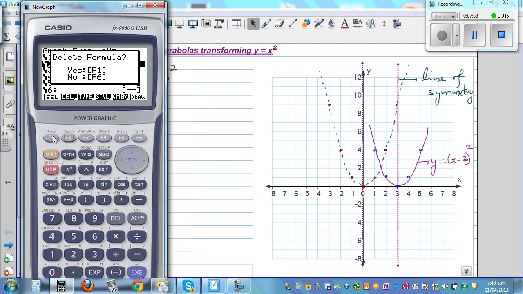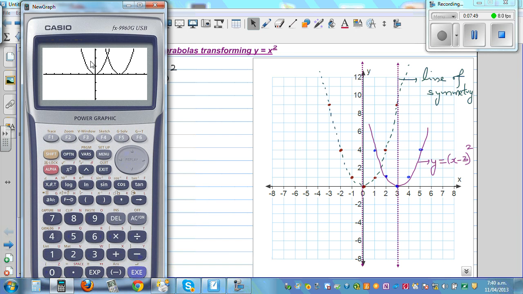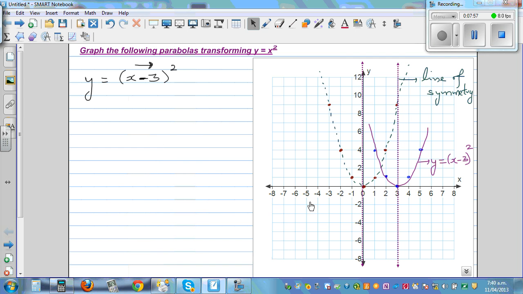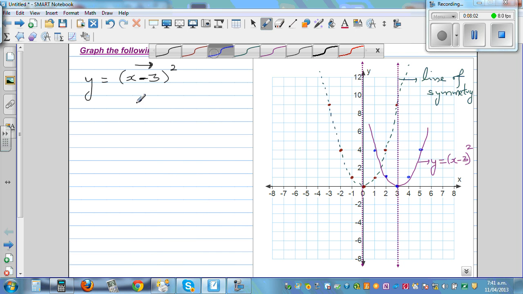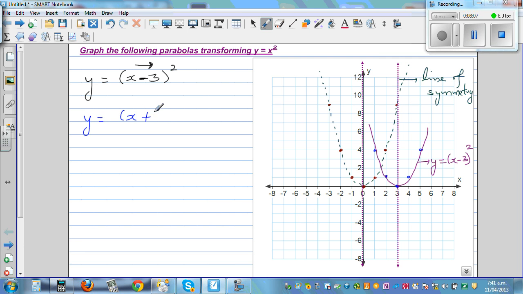What happens if I put a bracket? Inside the bracket, if it is x minus 3 the whole squared, minus means it will go to the right. Can you see this is the same basic parabola? It has gone 1, 2, 3 to the right. Okay, so let me finish off with one more. What happens if it is y is equal to x plus 4 the whole squared? Plus means it will go to the left. How many to the left? It will go 4 to the left. Your basic parabola will go 4 to the left.